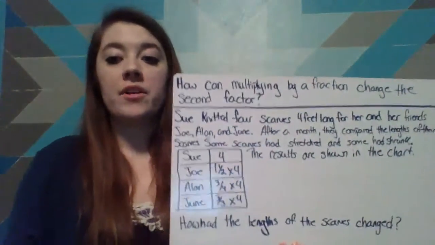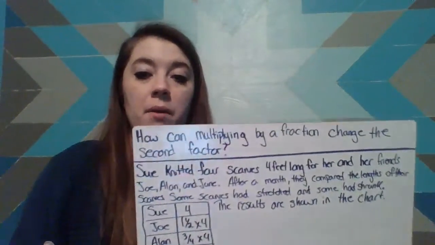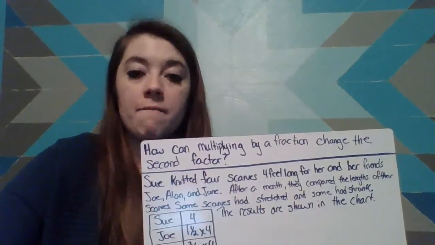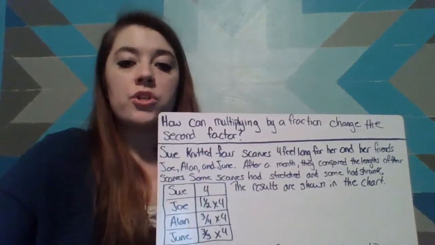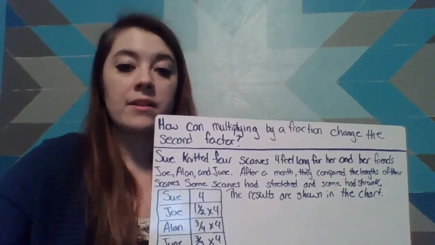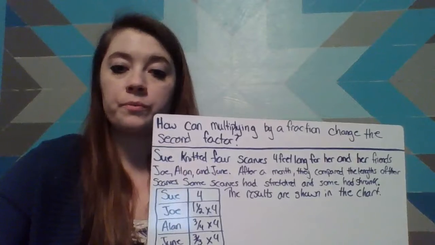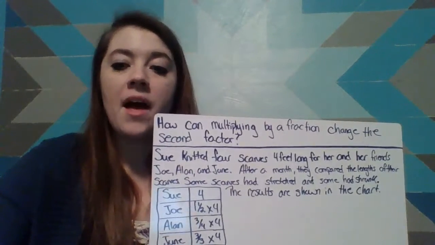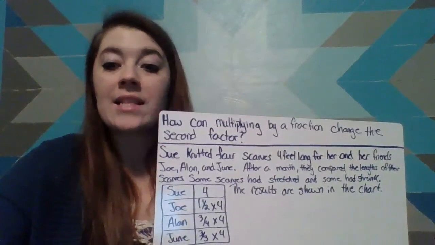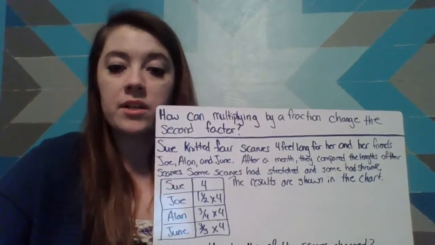So I know there's a lot of words on this, but just bear with me. So how can multiplying by a fraction change the second factor? Sue knitted 4 scarves 4 feet long for her and her friends, Joe, Alan, and June. After a month, they compared the lengths of their scarves. Some scarves had stretched and some had shrunk. The results are in the chart.